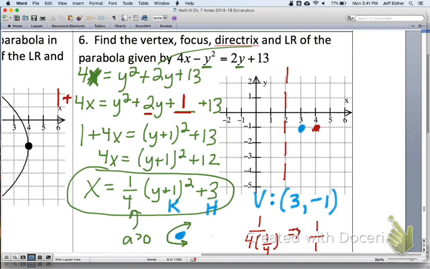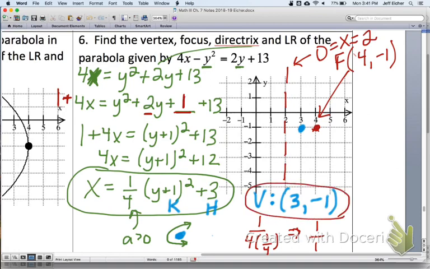So we can just identify the focus is here. The focus is at 4, negative 1. The directrix is here. Directrix is the x equals line, x equals 2. The vertex we have listed right here. And then lastly our LR. Our LR is the reciprocal. The LR is the reciprocal of this, so the LR is 4.